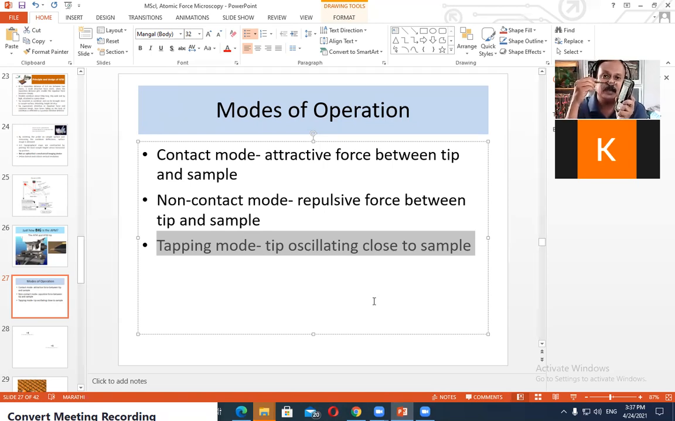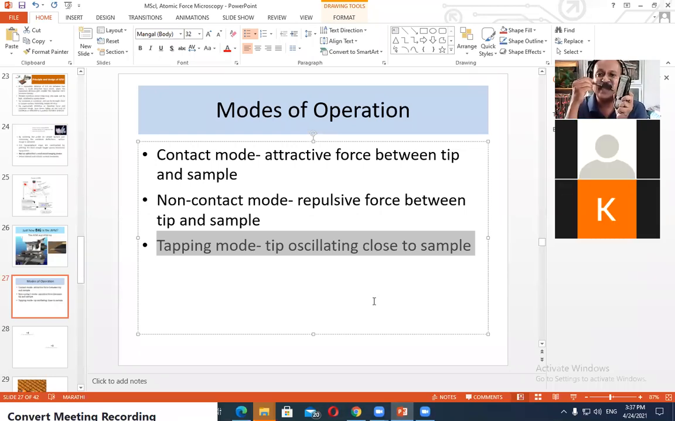oscillating. So can you see my movement? I'm showing it here on the video, my own video. The probe is actually oscillating like this, or vibrating. So it goes to the sample surface and it is not still, it is actually vibrating, and then it is tracing the sample surface like this. So it is scanning the surface, but the probe is actually oscillating, right?